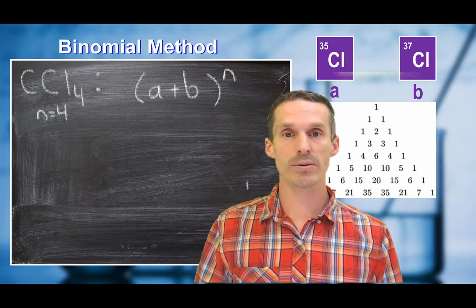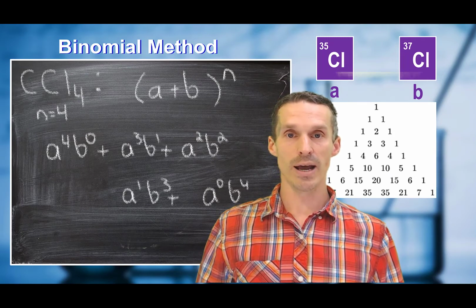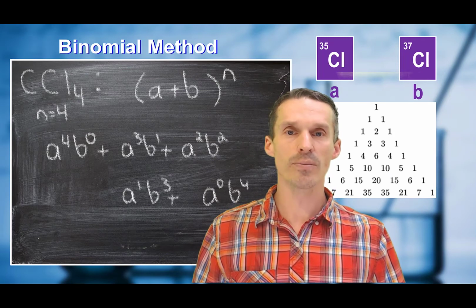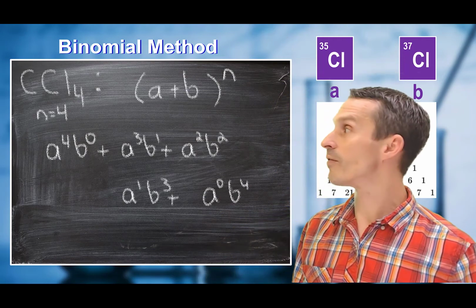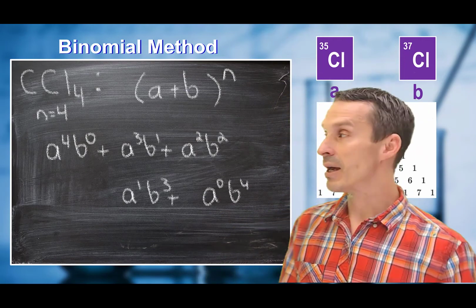So the next thing we do is we're going to expand that expression. So you can write this kind of nasty equation here, but it has a rhythm to it. So it's a to the power 4 in the first term, a to the 3, a to the 2, a to the 1, and a to the 0.